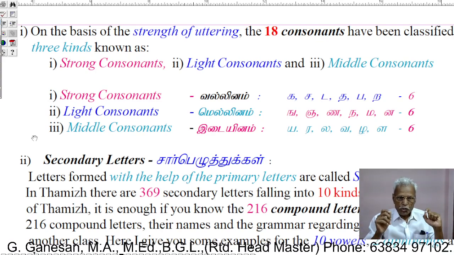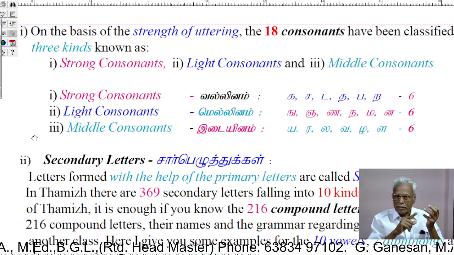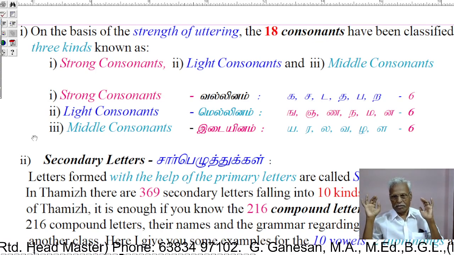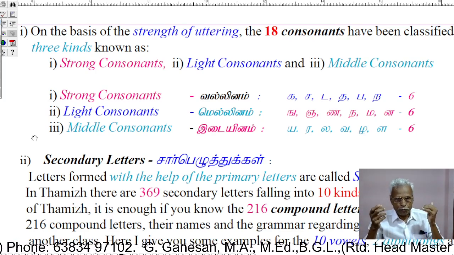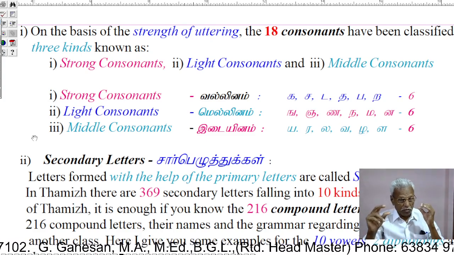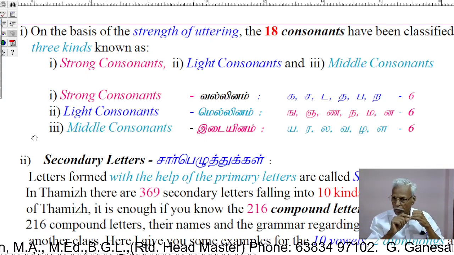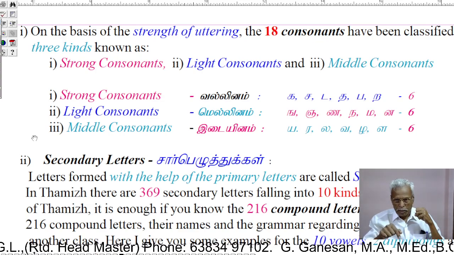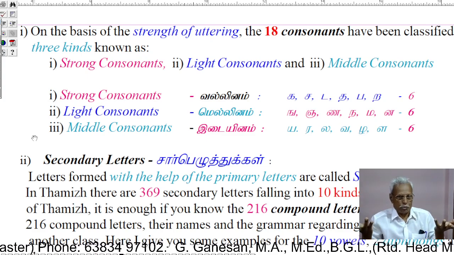So let us see strong consonants. Vallinam: ik, ich, ir. These six are strong consonants. Then light consonants. Mellinam: nyayana, namana. Even though it has been given in compound form, actually its consonant form is in. That is the original form that we have to use.